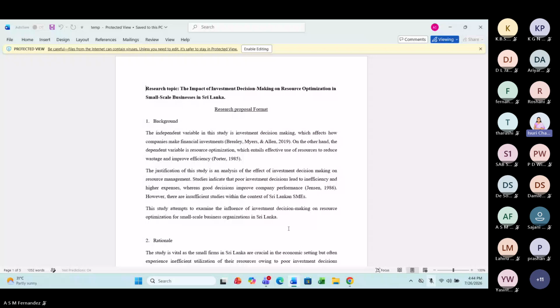Yeah, you can do the best. Doesn't matter, you develop your proposal. So draw the conceptual framework, draw the hypothesis and all, and you show it to me. Okay, good.